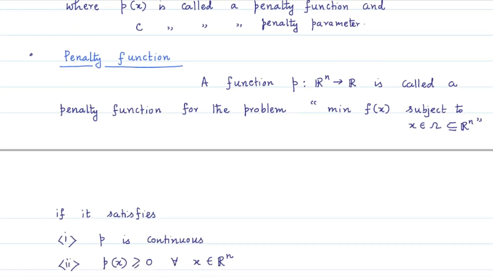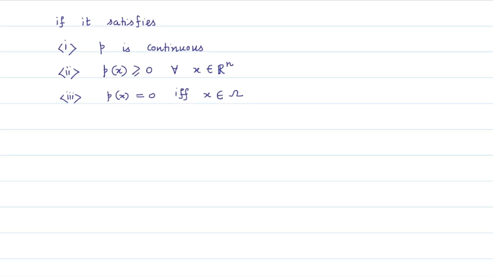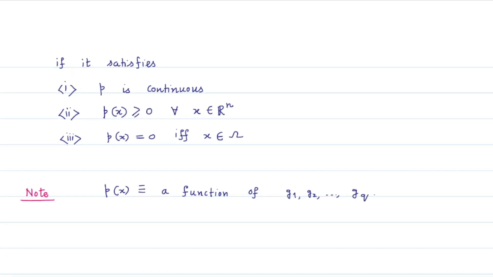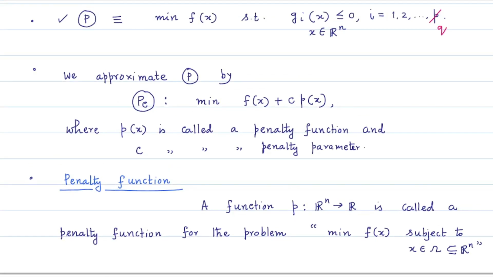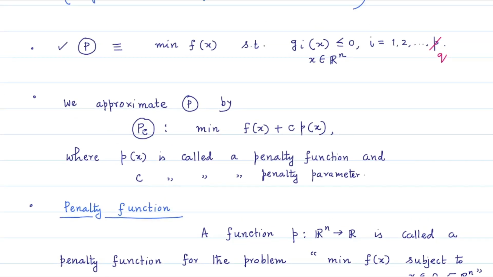So I write here that due to condition 3 in the definition of the penalty function p, we have p a function of the constraint functions g_1, g_2 till g_q. So with the help of a penalty function p(x), we construct this approximate problem P_c.